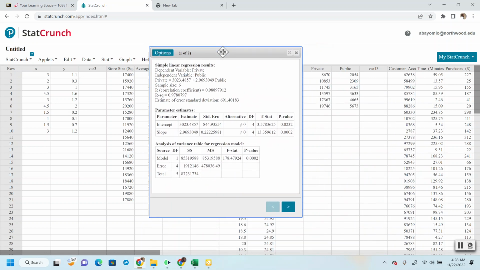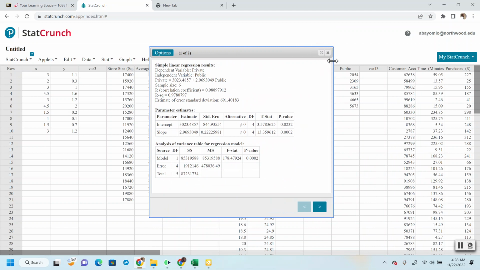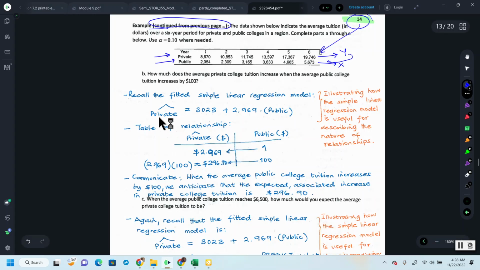So here we go. In particular, what you need here is this piece, which is the regression equation, also known as the prediction equation. So I'm going to take that here, and I have the private equals 3023 plus 2.969 times public. I've rounded off some of these regression coefficients. You're welcome to round it off to as many as MyStatLab requires, how many decimal places it requires. So please take note of that.